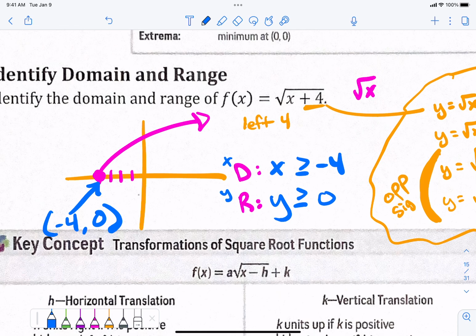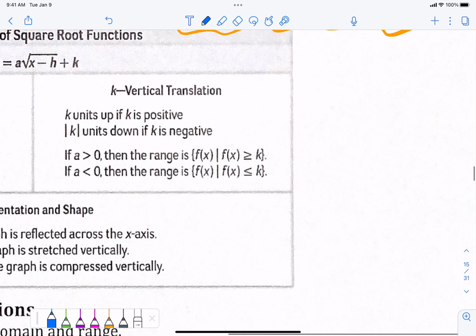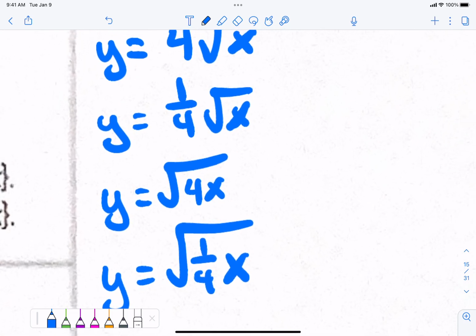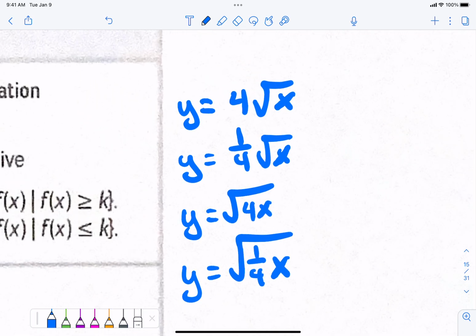All right, we're going to write down some more rules really quick. Let's say I have the function y equals 4 square root of x. Let's say I have y equals 1/4 square root of x. Let's say I have y equals the square root of 4x underneath and y equals the square root of 1/4 x underneath. We're going to talk about those rules really quick. These are more rules that help us cheat, because we don't want to have to plug points in. We want to just be able to cheat.